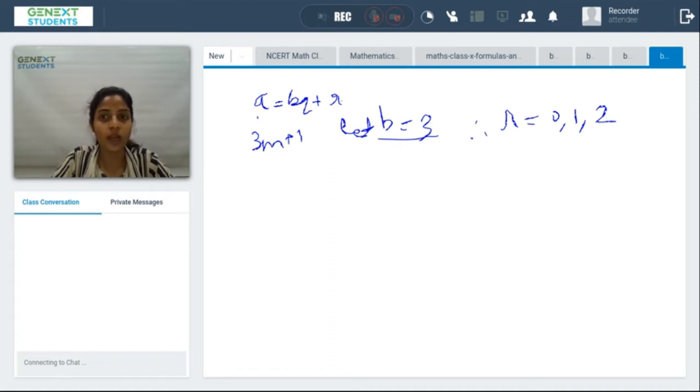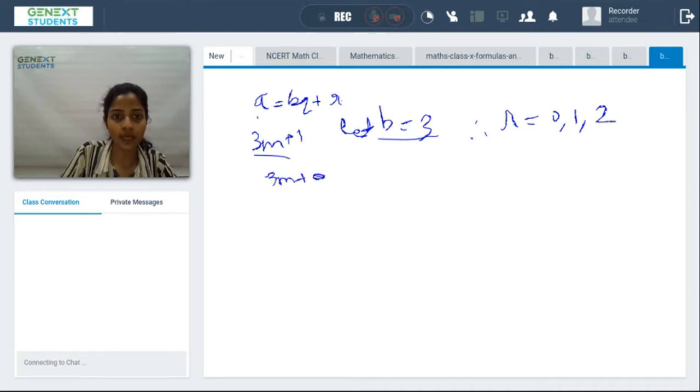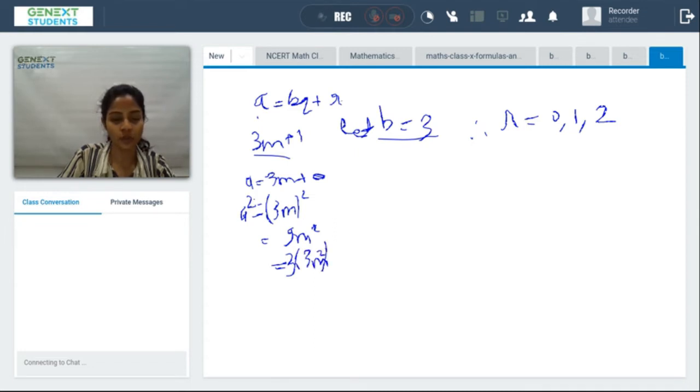Agar b ka value hamara n hai, to yaha pe r will be n minus 1, which is 2 over here in this case. In the last case, we had 6 minus 1, we had 5, correct? All right, so for this one, 3m or 3m plus 1. So first we consider for 3m plus 0, a equals 3m plus 0. What we do is squaring both the sides, right? Square both the sides and we'll write down in 3m ke form mein. a ka square is equal to 3m ka square, which is 9m square, which in a way is 3 into 3m square, correct?